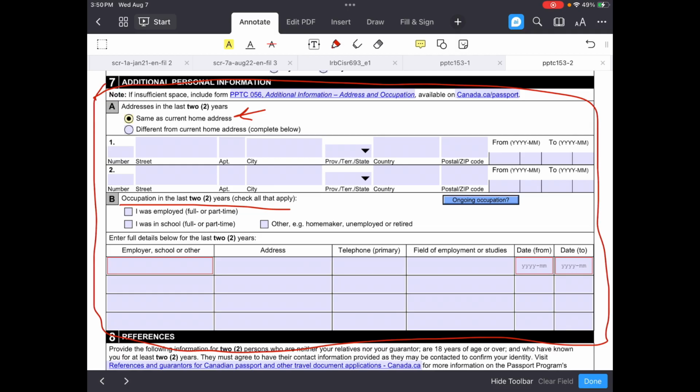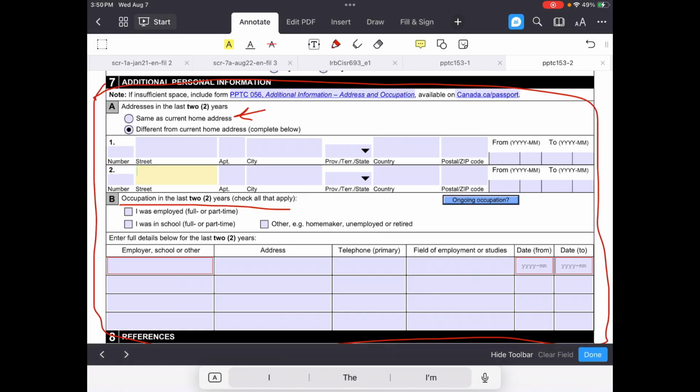If your address has changed, if you lived in different houses during the last 2 years, you just want to include those addresses here. For the sake of this video, I'm gonna go ahead and say yes, my address was different from my current home address during the last 2 years. I'm gonna say, my address was, you know what, Pharmacy Avenue, and it was not an apartment, so I'm just gonna leave the number blank.